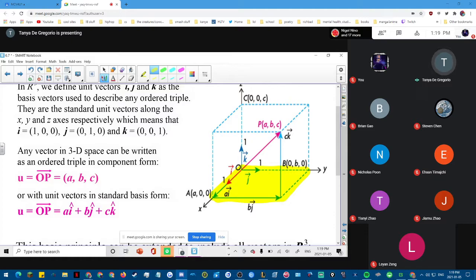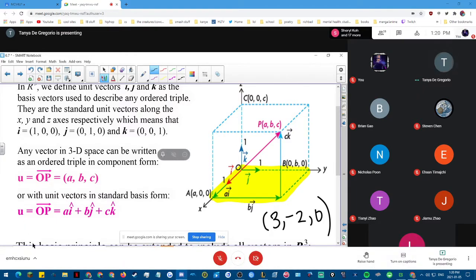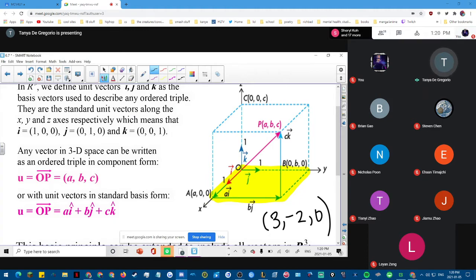So something that lies on the xy plane could be 3, -2, 0. And that would lie on the xy plane. Then we have another plane.